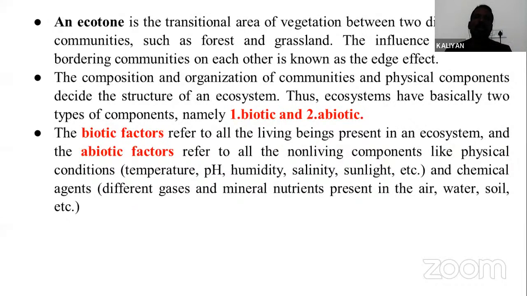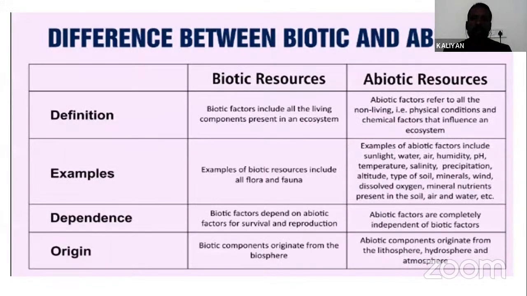Next, in an ecosystem there are two types of components: one is biotic and another is abiotic. Biotic is the living things. Abiotic is the non-living things. These are the differences between biotic and abiotic. Biotic factors include all living components present in an ecosystem. Abiotic factors are all non-living and physical things, for example physical conditions and chemical factors that influence the ecosystem.